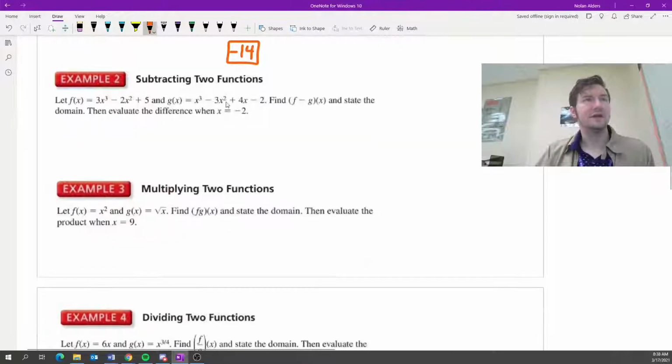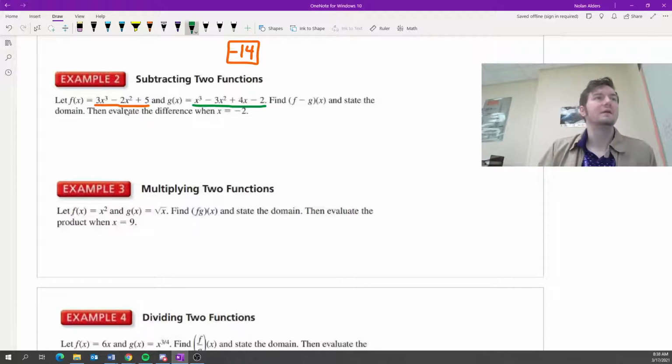All right, subtracting is just as easy. We're going to take this function right here, f of x, and we're going to subtract this function right here. Now, for adding and subtracting, we have to do like terms. So we could take 3x cubed and subtract 1x cubed to get 2x cubed. We could take negative 2x squared, subtract negative 3x squared to get 1x squared, or just x squared.